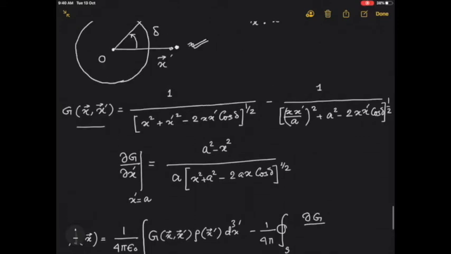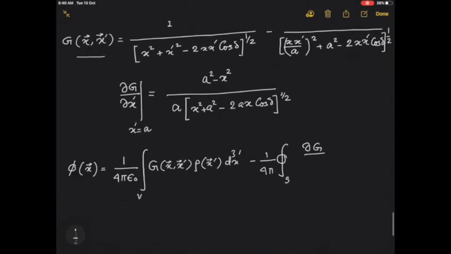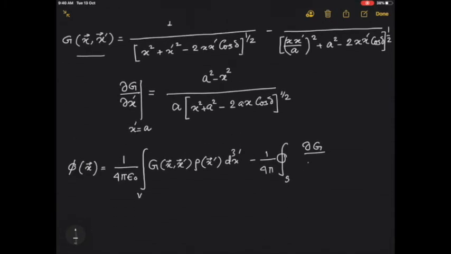The surface is always the surface of the sphere. The direction of x prime is towards the outward normal. So ∂G/∂n' is nothing but ∂G/∂x', which is written over there. So I just write it as ∂G/∂x'. This is phi at a, theta, phi.